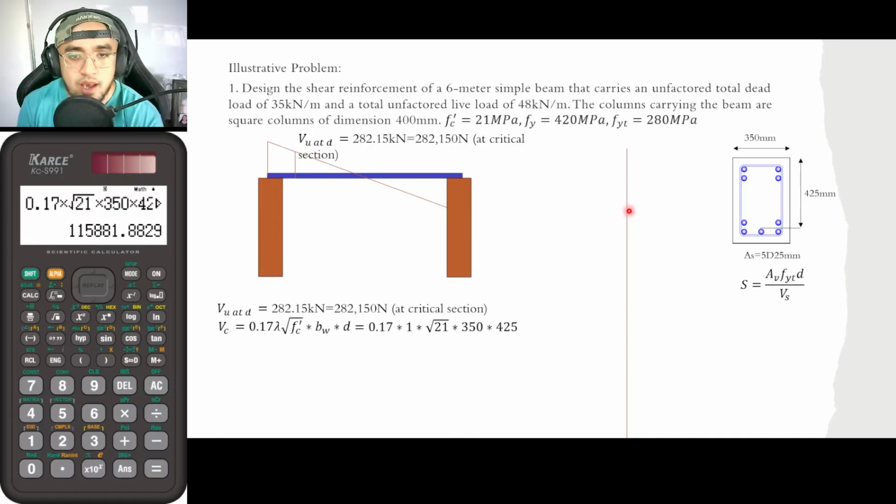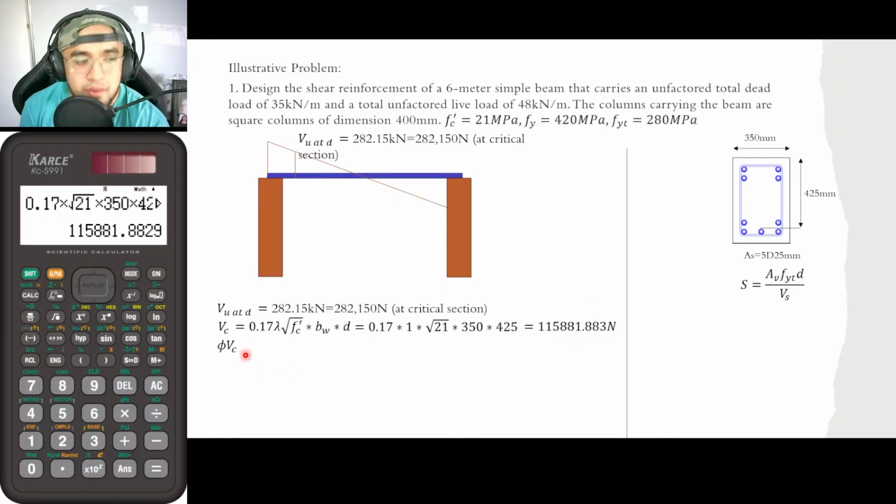My answer here is now equal to 115,881.8829. Take note, guys, that since in our formula I have made use of megapascals and millimeters, the answer here is now in terms of newtons. So if that is VC, my first concern is to solve for VS in order to solve for the theoretical spacing required. This VC indicates the strength of the concrete, which is 115.881 kilonewtons or 115,881.883 newtons.